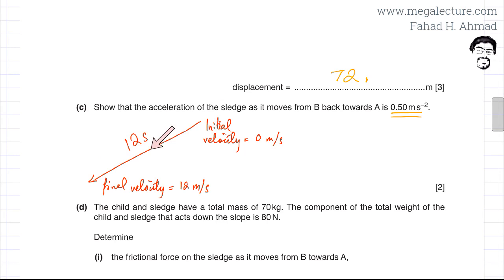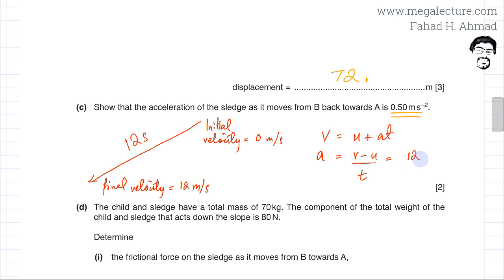So 12 seconds traveling down the slope, the velocity becomes 12 meters per second. And I need to find acceleration. Now I'm going to use the simple formula, which is V equals U plus AT, or we can write it the other way around. Acceleration is the change in velocity, V minus U, divided by the time it takes for that change in velocity.